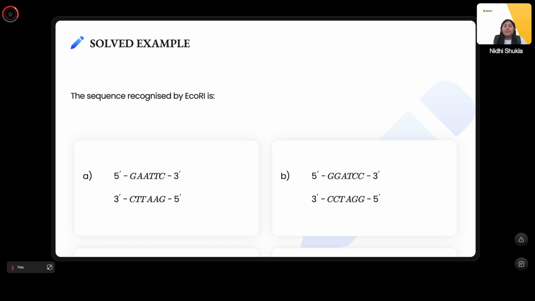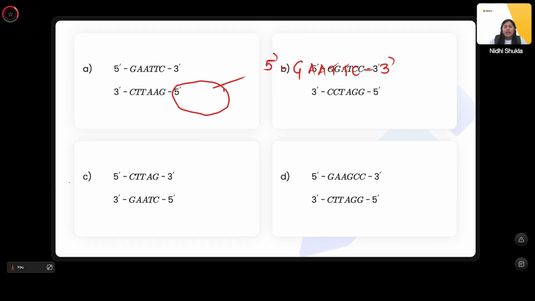Now coming here, what is the sequence of EcoR1? So you should remember it. It is just a memory based question. It is going to be GAATTC. Okay. So as you can see in the given options, option A, GAATTC, and we do not even need to look at option B, C, and D because we know GAATTC and GAATTC. Hence, our option A is going to be correct. You should remember this sequence because it is well mentioned in NCERT and it has also been asked in previous NEET exams. Okay. So GAATTC is the recognition sequence of EcoR1.